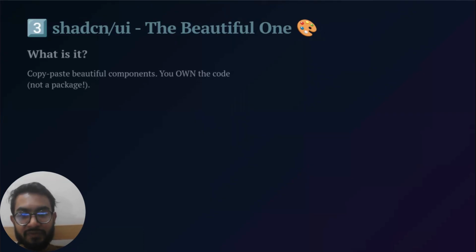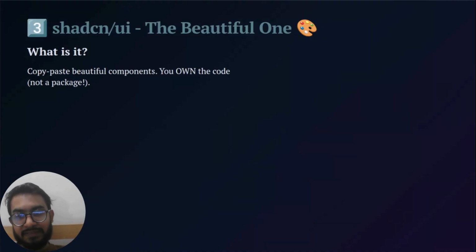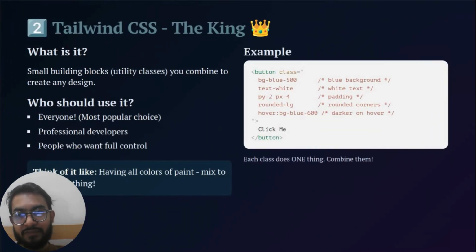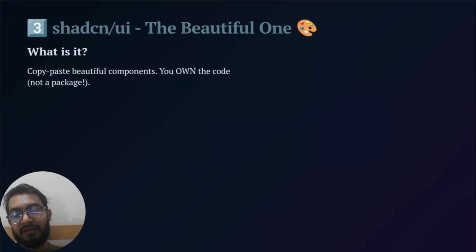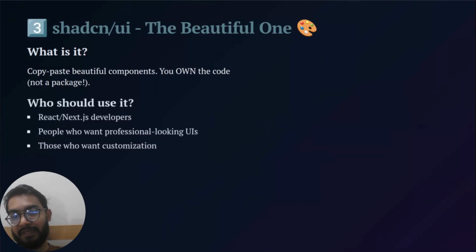Well, the third one is shadcn UI, which is actually the beautiful one. And what is it? The difference with Tailwind is that with Tailwind, you need to create a button yourself using Tailwind classes. But with shadcn UI, you don't need to create it yourself at all. I think it's also one step ahead. You have the ready-made components and you can just copy paste those beautiful components, and you own the code, I mean you, not the package.